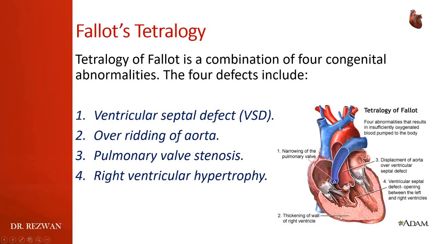as we can see. Normally the wall of the right ventricle is very thin, and the wall of the left ventricle is 3 times thicker than the right ventricle. But over here we can see that the wall of the right ventricle is thicker than the left ventricle, which is called right ventricular hypertrophy.